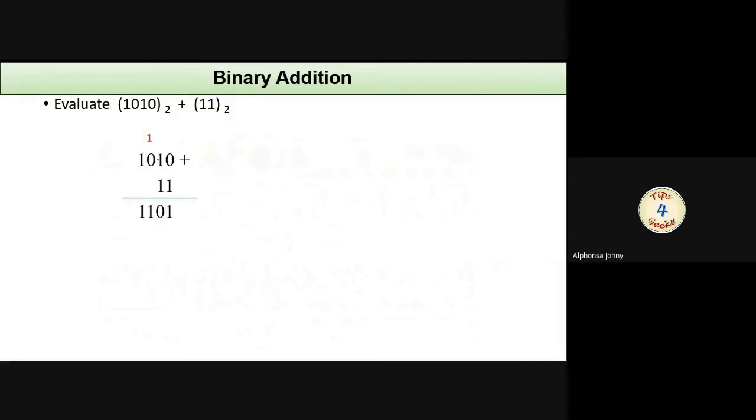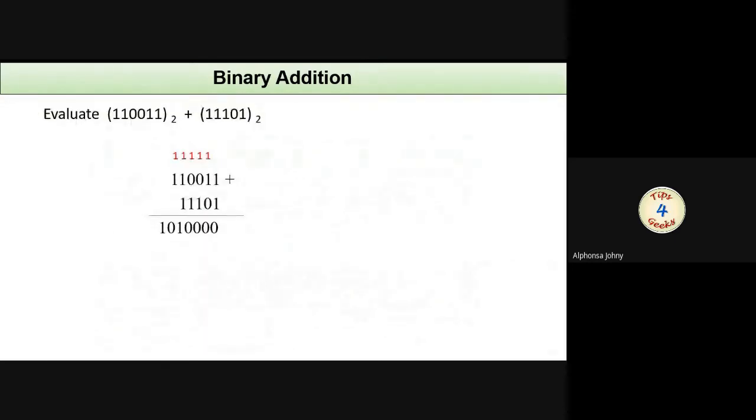I will explain it once again. First, we are adding these two bits, 0 plus 1. The answer is 1. There is no carry. Next, we have to add 1 plus 1. The answer is 0 with a carry. This carry is written over here. And we are adding 0. If there are bits here, we have to add these two first. But here there is no bit, so we are adding 1 plus 0 together. The answer is 1. Then this 1 is copied to here. So 1010 to the base 2 plus 11 to the base 2 is equal to 1101 to the base 2.